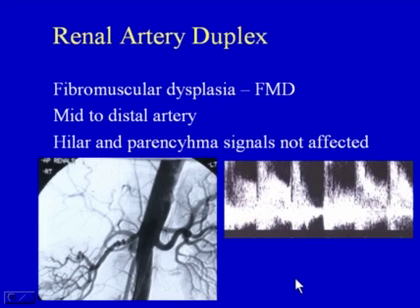Now, fibromuscular dysplasia occurs in the mid to distal renal artery. It gives you this sort of strand or beaded appearance of pearls. Now, this generally does not cause as high of an increase as atherosclerotic disease, so you do need to be aware of that if you see this presentation or you see the high velocity waveform from a young female in the mid to distal renal artery, to suspect FMD. Now, the one thing that's interesting, because this is different than the pathology of atherosclerosis, is that the hilar and parenchymal signals are not affected, meaning that you won't see a delay in the systolic upstroke.